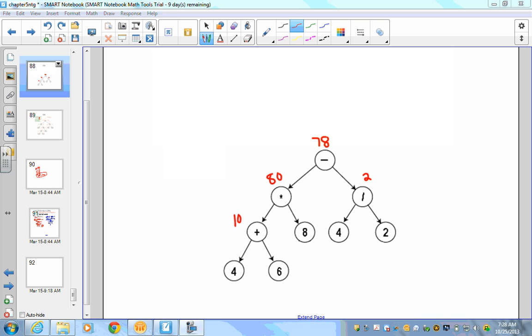All right, so that's binary trees. Remember, a binary tree has to be a rooted tree. It has to be a connected graph with no cycles, and each parent has to have at most 2 kids.